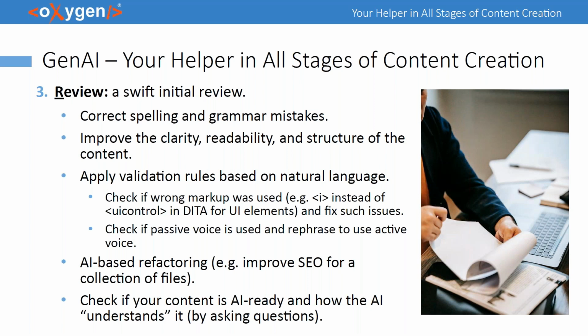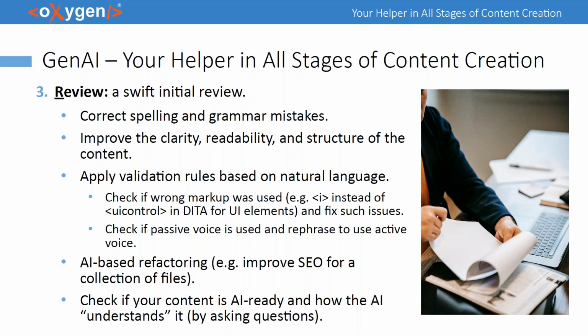Let's say someone used wrong markup in the topic. For example, they used the italic element instead of using the semantically rich UI control element in data for marking up a UI element such as the title of a dialog box. And you can also fix this kind of issues. Or you can check if passive voice was used in the content instead of active voice and rephrase that.